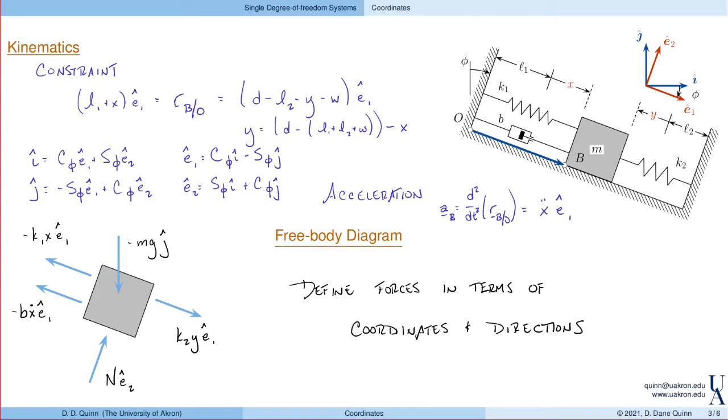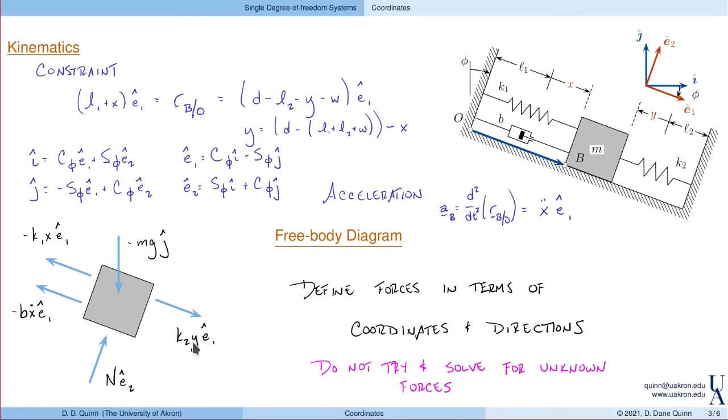And once again, my recommendation is don't try to solve for the unknown forces until we actually write down the equations of motion. Just wait, be patient. Now, you might say, well, yeah, but over here, you've got, for example, K2 times y in the E1 direction, right? I don't know this force, yet you're writing it down.